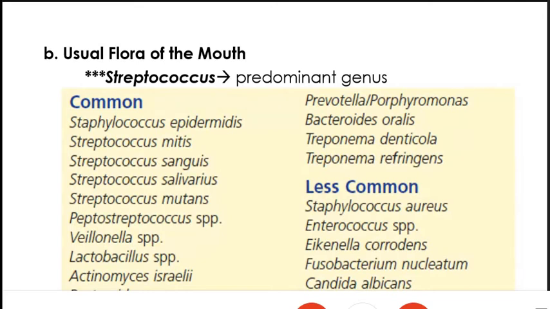Okay, so the common normal flora or the common microbiota of the mouth are your Staphylococcus epidermidis, you have your Streptococcus mitis, sanguis, salivarius, and mutans, and the rest. And of course, less common in the mouth would be your Staphylococcus aureus, because you already know where they grow. And also your Enterococcus species, your Eikenella corrodens, and the others.